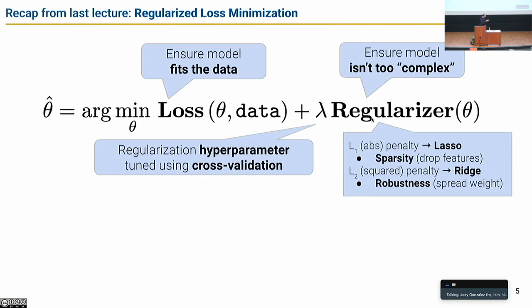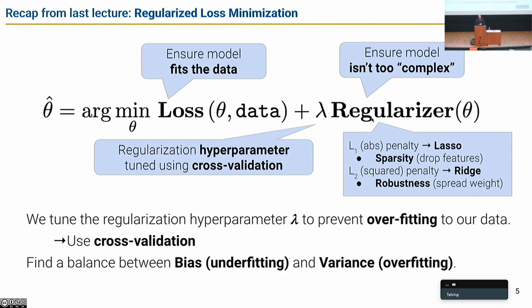And this is trying to encourage robustness. Why does it do that? Well, it says don't put too much weight on one feature. Spread it out. Because if you put too much weight on one feature, you pay this quadratic penalty. So it's better to spread your weight across your features. We talked about how to tune these, how to manage this process of overfitting.